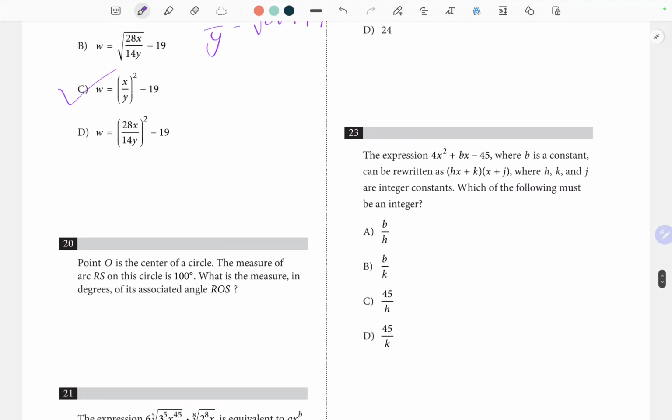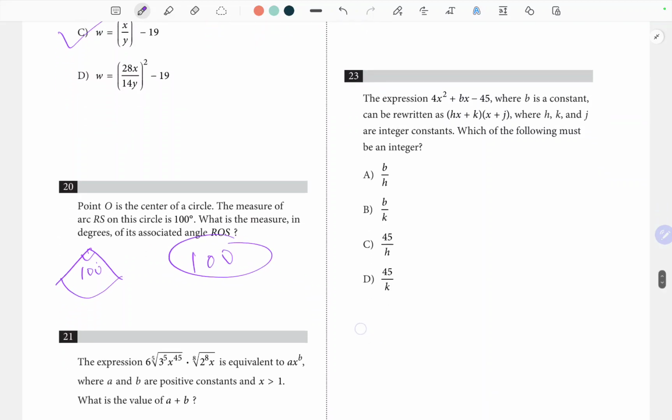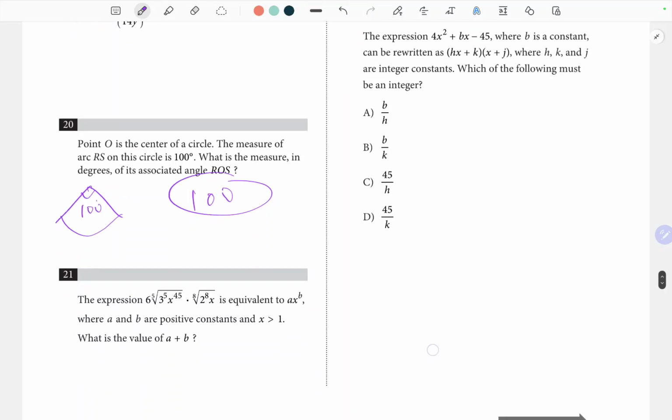The point O is the center of the circle. The measure of arc RS on the circle is 100 degrees. What is the measure in degrees of its associated angle ROS? 100. It's already given. I don't know why they have asked this question.